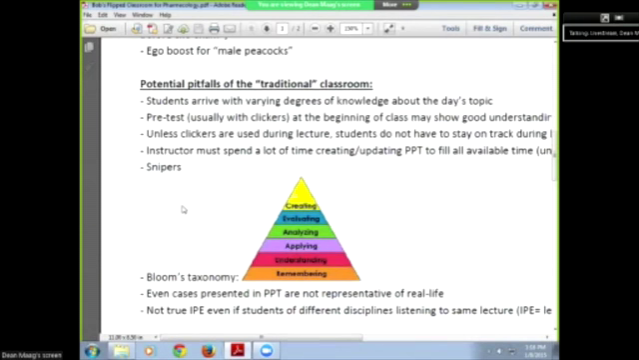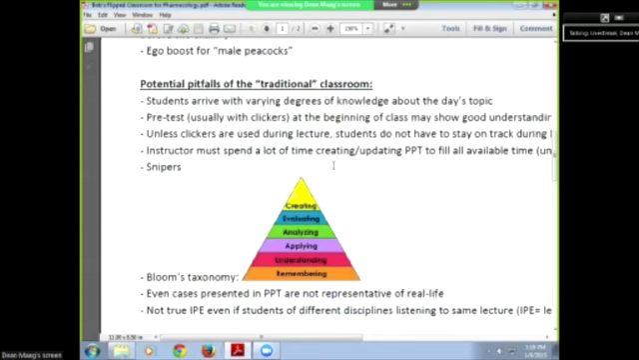The pre-test, if you give it with clickers at the beginning of the class, might show a good understanding of the information, but you've already got your PowerPoints designed. So if you give a pre-test and everybody understands what you're just about to talk about, how many people would say, oh, never mind, you can take the day off because you understand it? No, I've already designed all this. I'm going to go through the PowerPoints because it's going to be a good review, right?